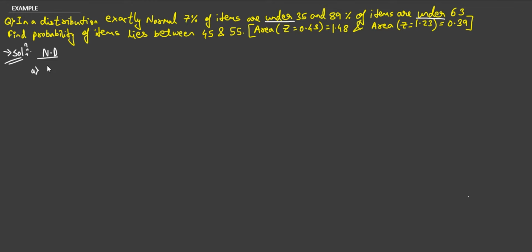So 7% of items are under 35. What do we mean by 7%? 7% means 7 divided by 100, which is equal to 0.07.